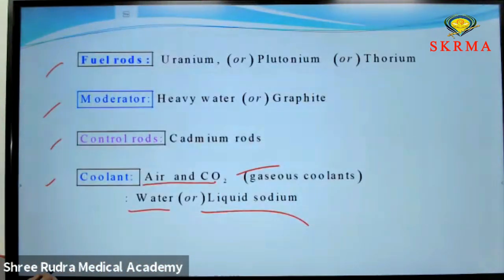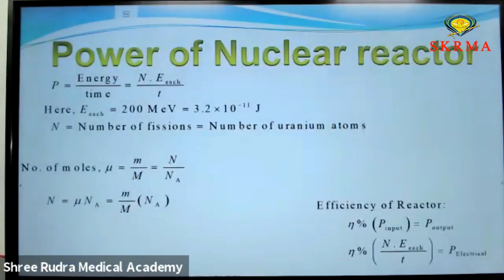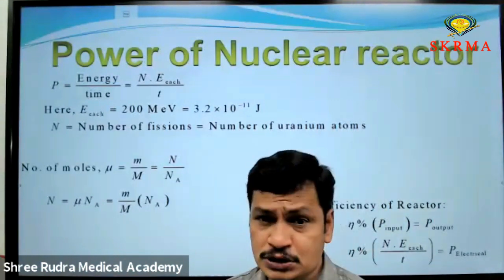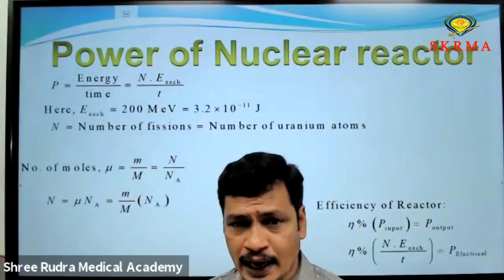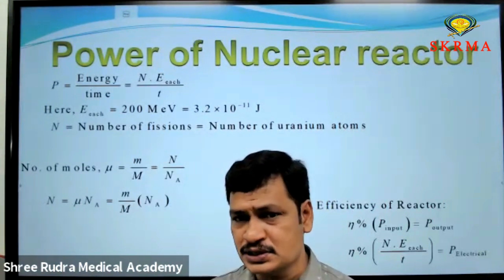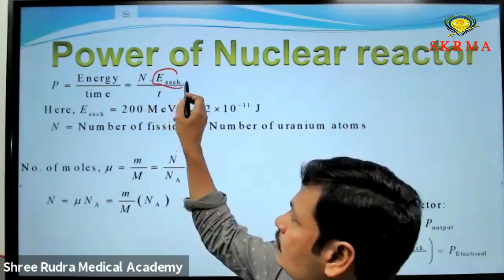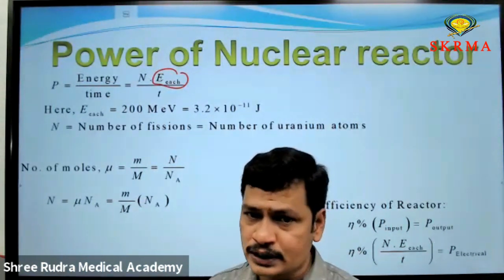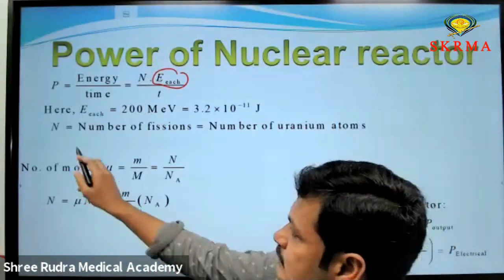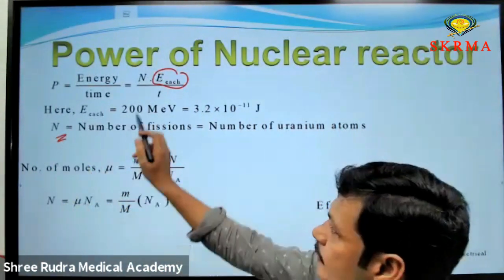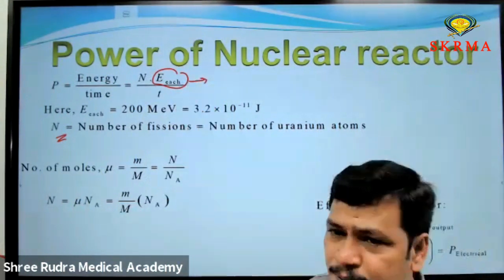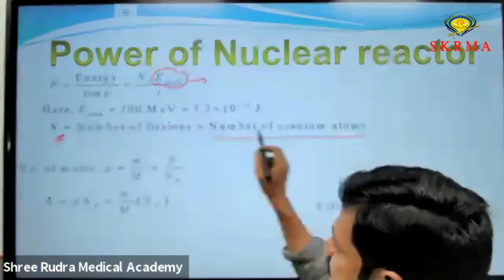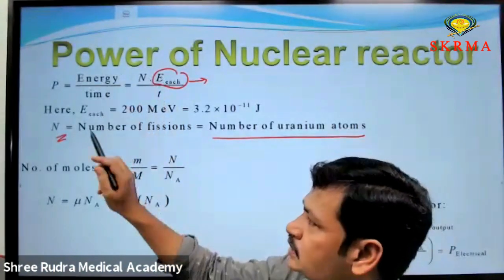And another important concept in a nuclear reactor is the power of the nuclear reactor. What is the power equation? Power is energy by time. For one fission, the energy is E_ach. How many fissions take place? That means how many uranium nuclei undergo the fission process. That is represented by N. N multiplied by E_ach represents the total energy liberated in the whole process. That's why the number of uranium atoms is capital N into E_ach, that is the total energy, and time is small t.